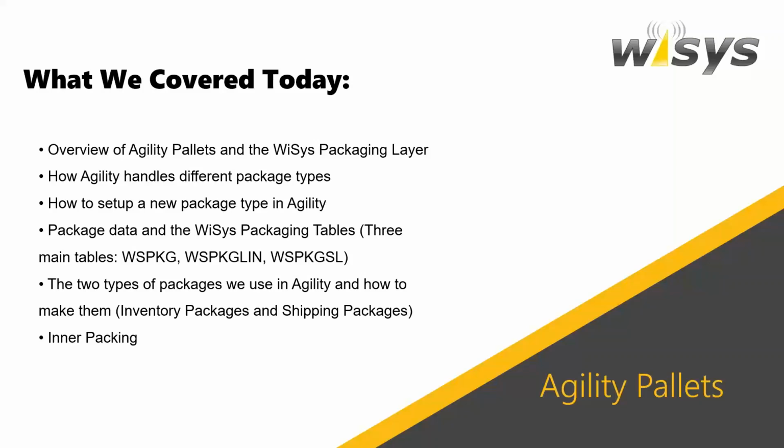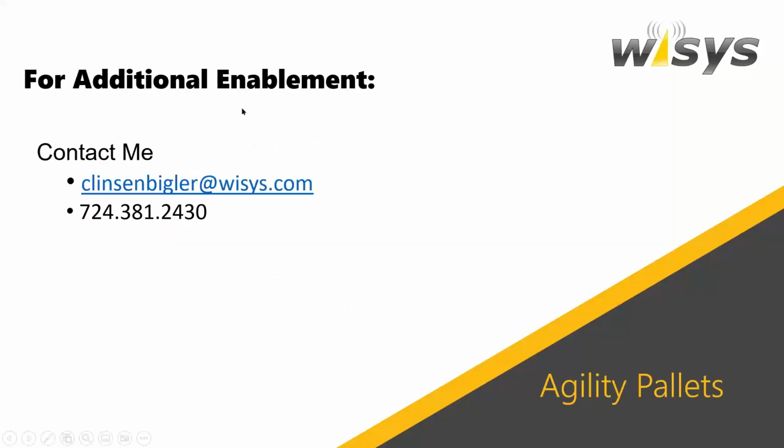Then we went through and discussed those two main types of packages that we utilize in Agility and how to create them, which is an inventory package, which is a package that just sits in your inventory, not associated to shipping, and a shipment package, which is always tied to a shipment. And then lastly, we went through interpacking and how to double down on the packaging layer and pack a package into another package. So those are really all the ins and outs of the packaging layer.